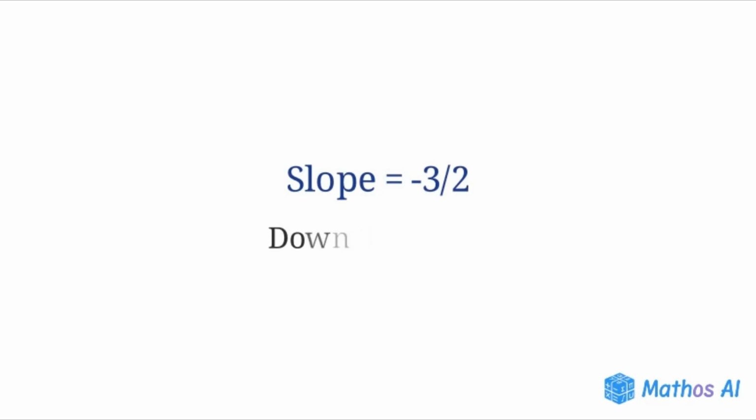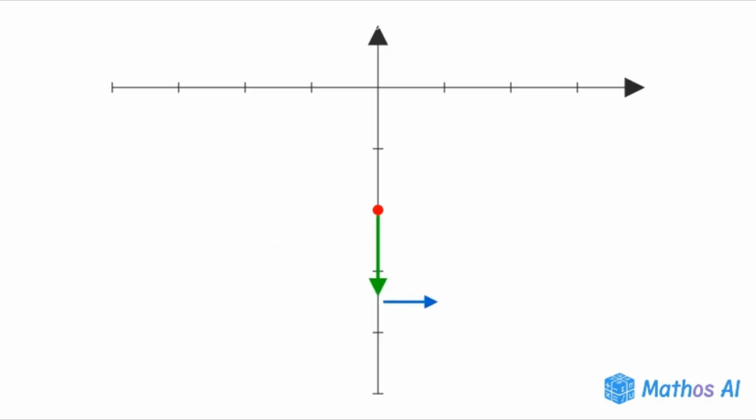Now let's unlock the slope. Think of it as a set of instructions. Move down 3 units, then move right 2 units. Starting from our y-intercept, we move down 3 units and then right 2 units. This brings us to our next point.